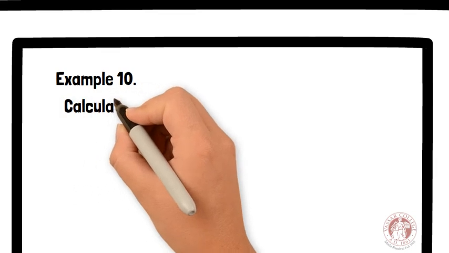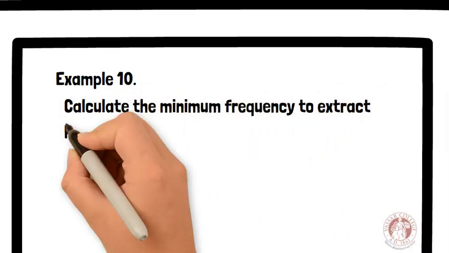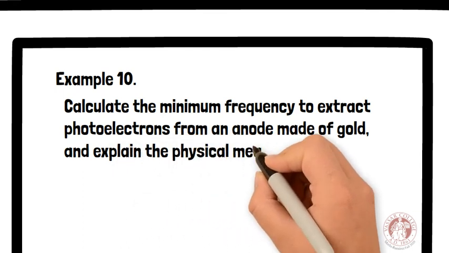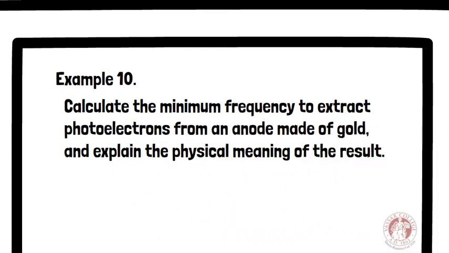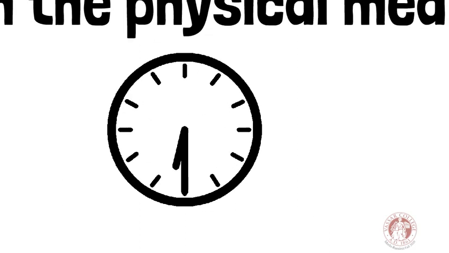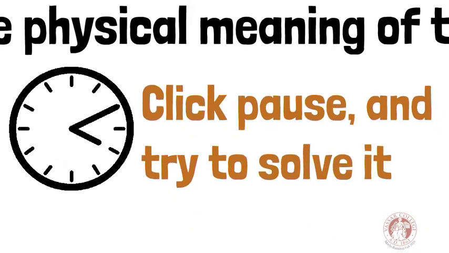Example 10. Calculate the minimum frequency to extract photoelectrons from an anode made of gold, and explain the physical meaning of the result. Could you solve it? Answer.